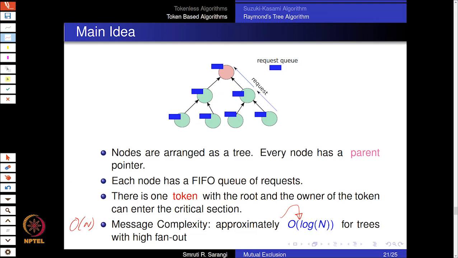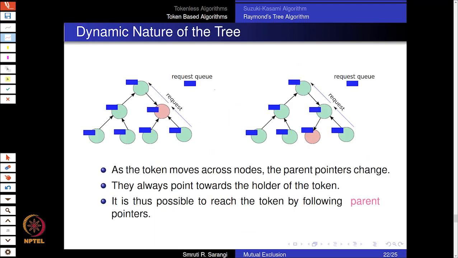But if we take a look at this tree, what we can see is a very simple arrangement. So let's assume it's a nice and balanced tree. Furthermore, every node has a parent pointer and a FIFO queue at each node. So let's see how this works. The way this works is that as the token moves across the nodes, the parent pointer changes.